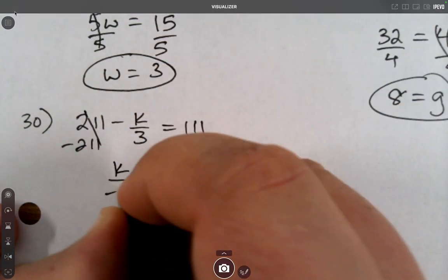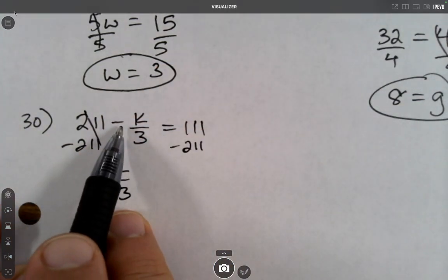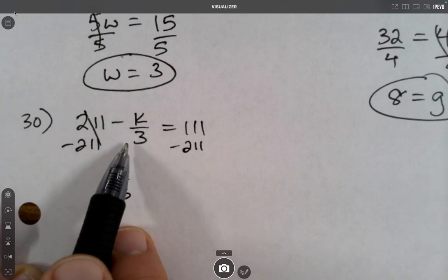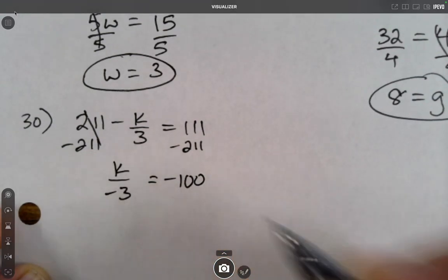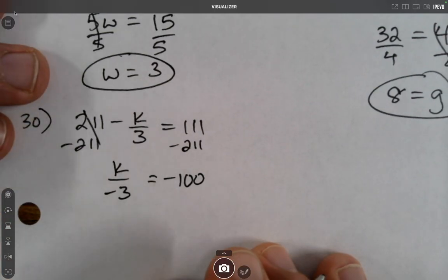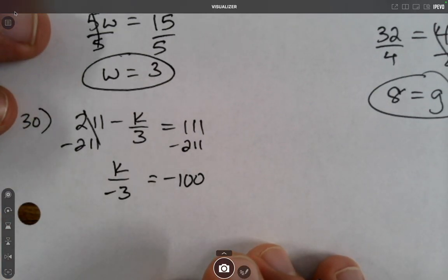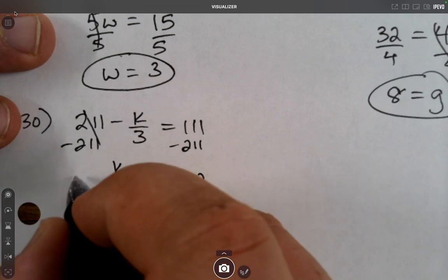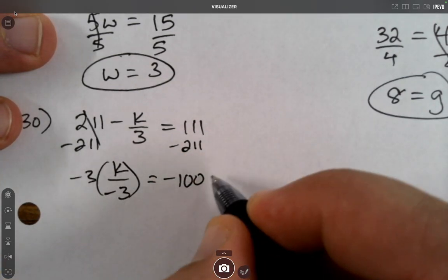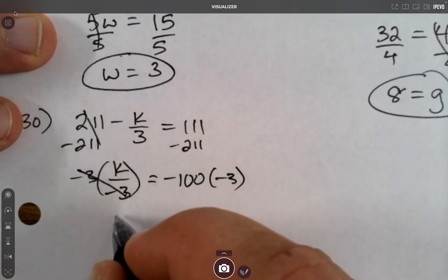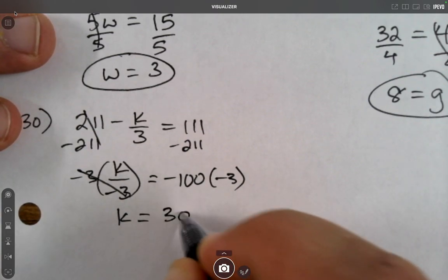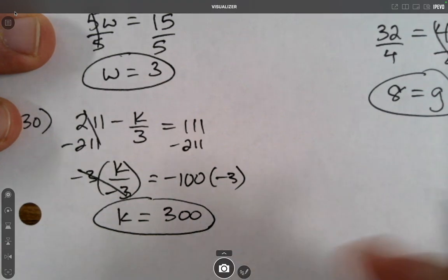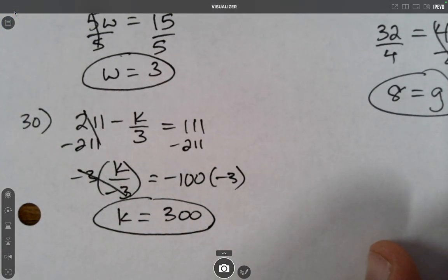So k over negative 3. Remember, you can put the negative up with the k, out to the side, or down with the 3. It doesn't matter. Negative 100. And then they're dividing by negative 3, so we'll multiply both sides by negative 3. They cancel out here. Negative 100 times negative 3 is positive 300. So when the signs are the same, the answer is positive.